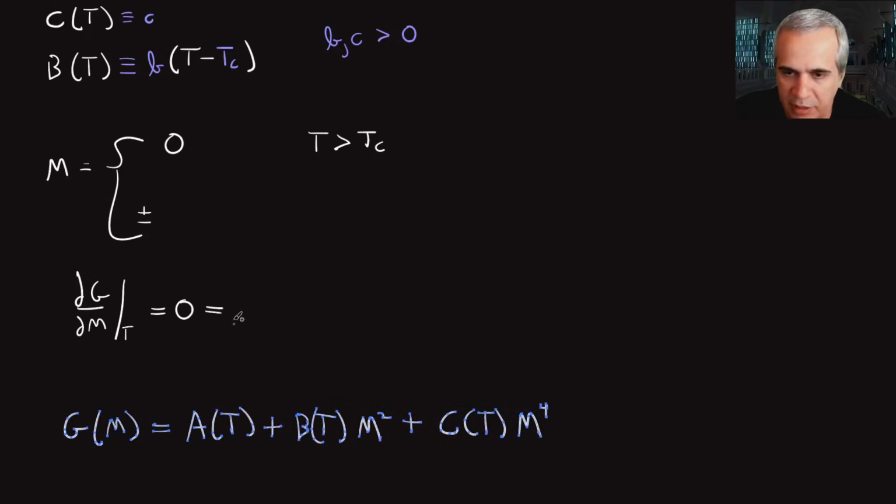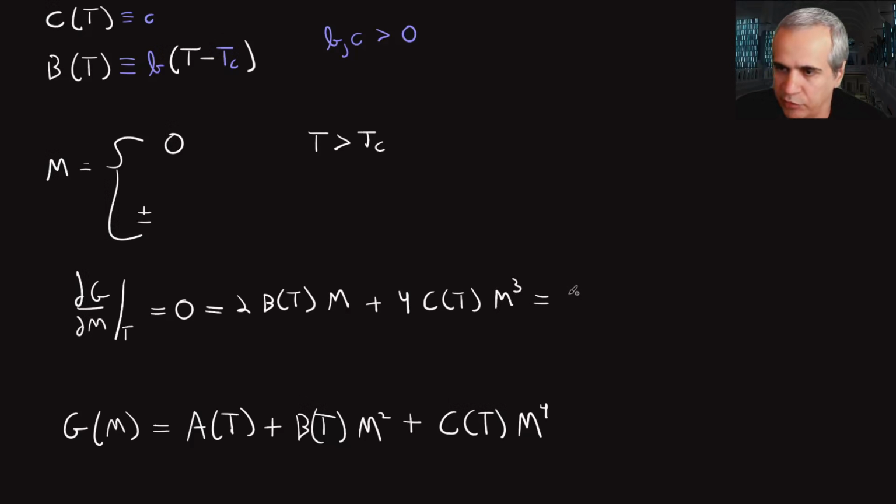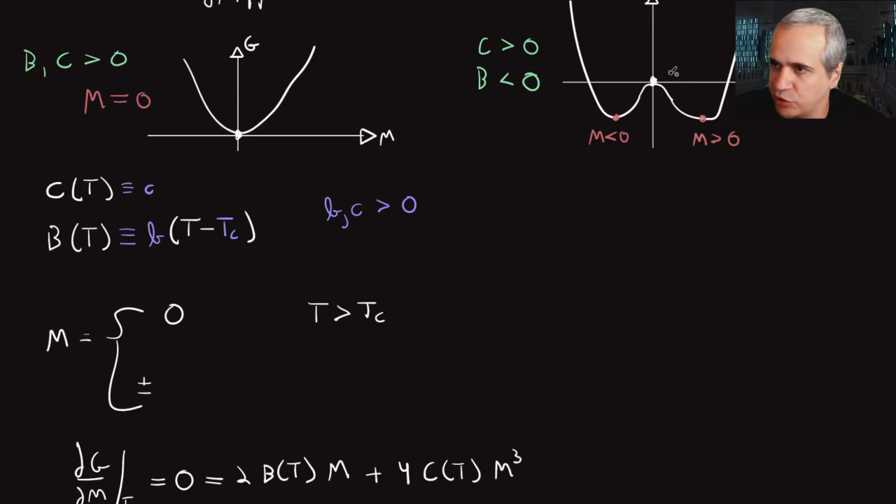That will give me 2b(T - Tc) m plus 4c(T) m cubed equal to 0, right? Actually, the equal to 0 is already on that side. I just have to solve this equation. There's a solution for m equals 0, which is that one, right? And at lower temperature, there's a second one, which is this unstable one here, right?